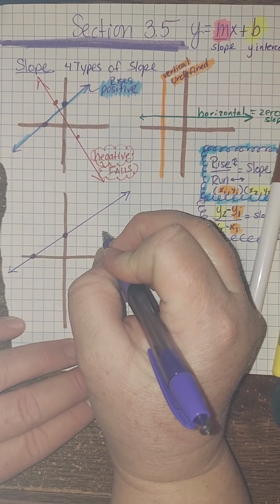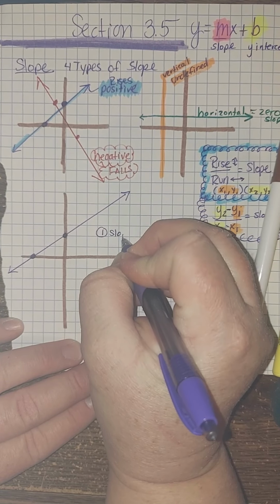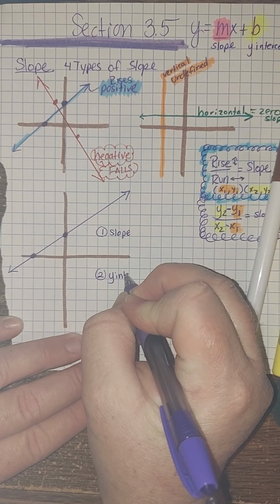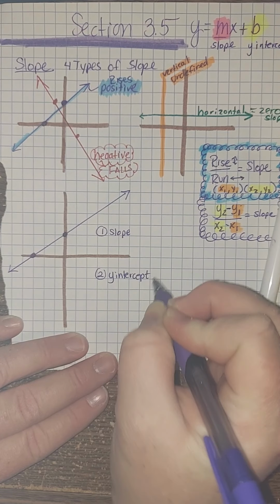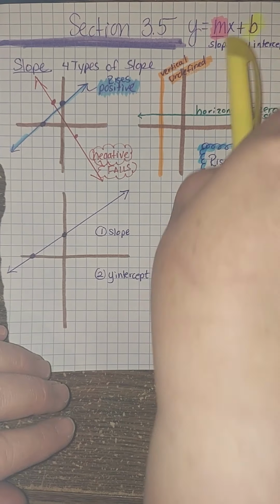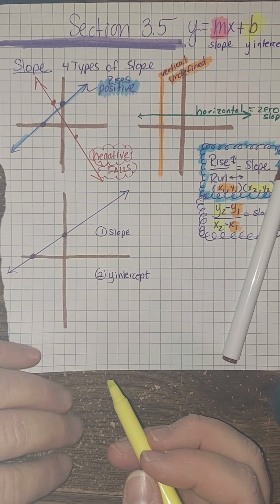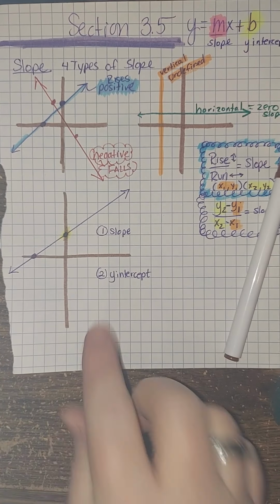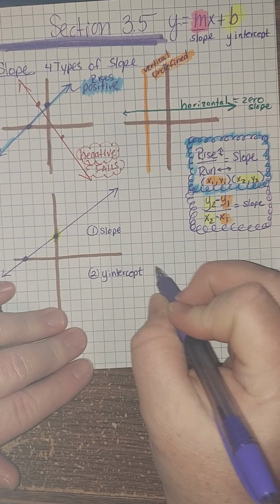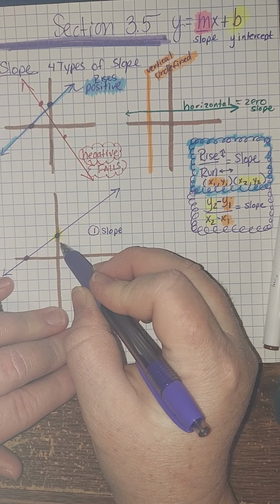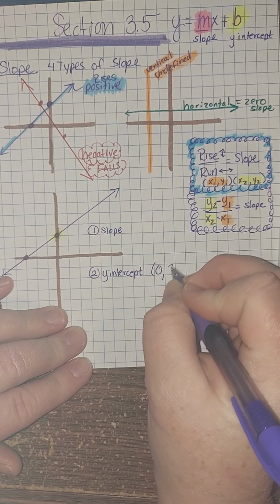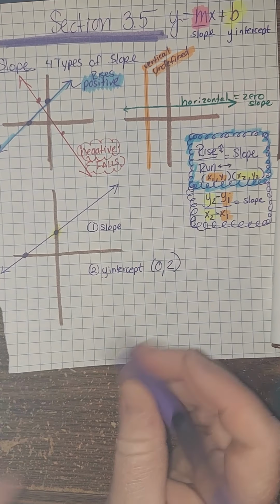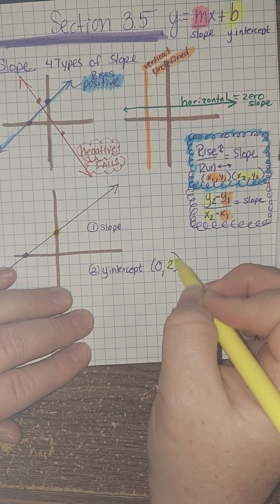Number one, can you identify the slope? Number two, can you identify the y-intercept? Well, I could probably do one of these pretty easy. My y-intercept is yellow, right? Well, that's where it crosses the y-axis. So what's my y-intercept? Well, it's always going to be written (0, something). What number is that? 1, 2. That's a (0, 2). Awesome. Okay. So I'm going to highlight that too right there.